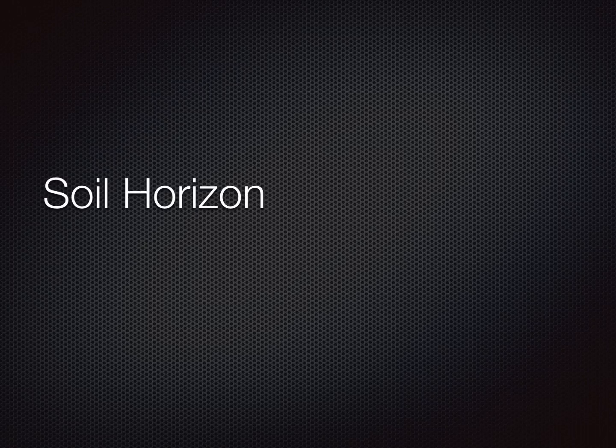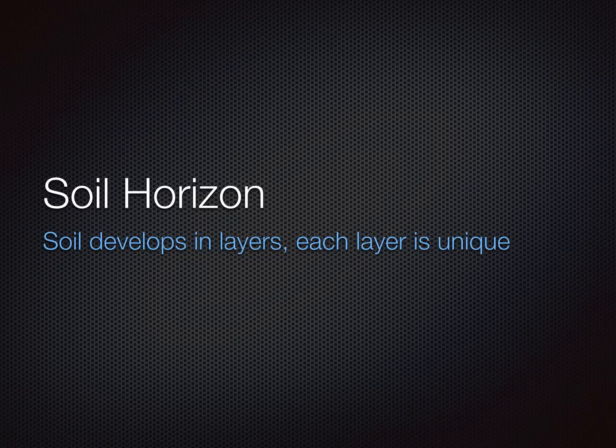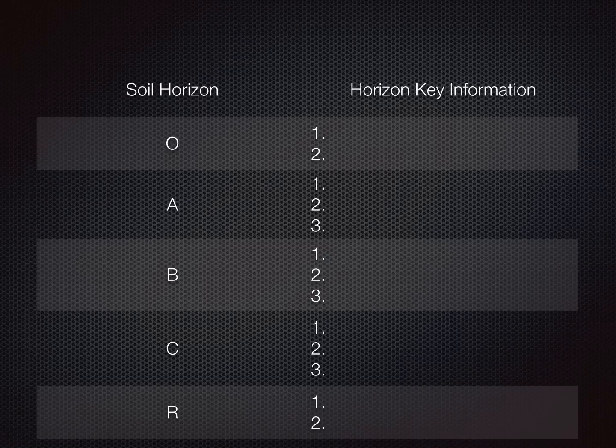Soil horizon. I believe this is the most confusing, but not the most confusing part of soil. You're going to define it first. Soil develops in layers, and each layer is unique. They develop in horizontal layers. Horizontal is left to right, not up and down. And when we look at soil horizons, there are 5 of them. 3 of them are actually soil horizons. The other 2 are just part of the soil horizon chart. We'll talk more about that in a minute.